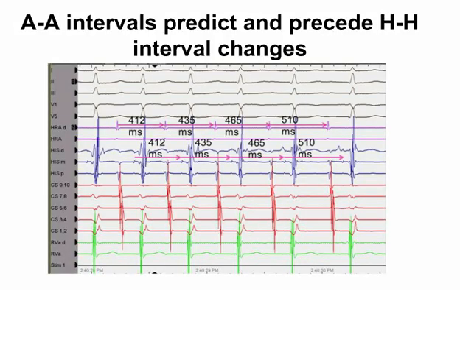Looking at wobble can be important. In this case, clearly the A's start to slow before the V's, and they predict every change in VV interval. The AA intervals predict all the HH or VV interval changes. That doesn't happen with AV nodal dependent tachycardia. It's very unlikely.